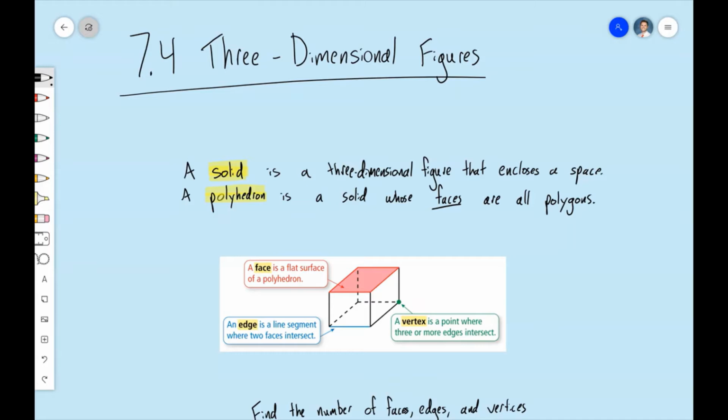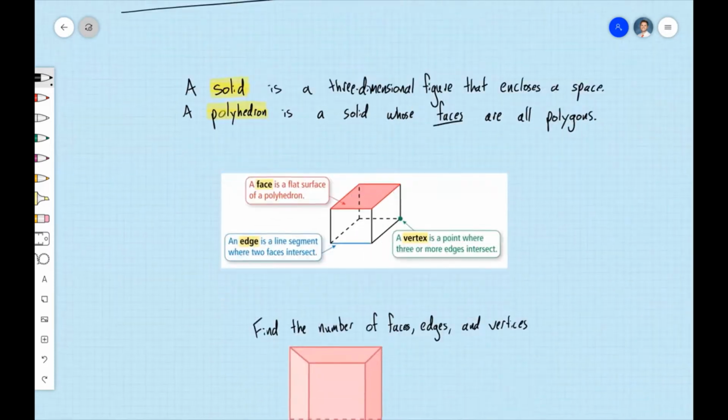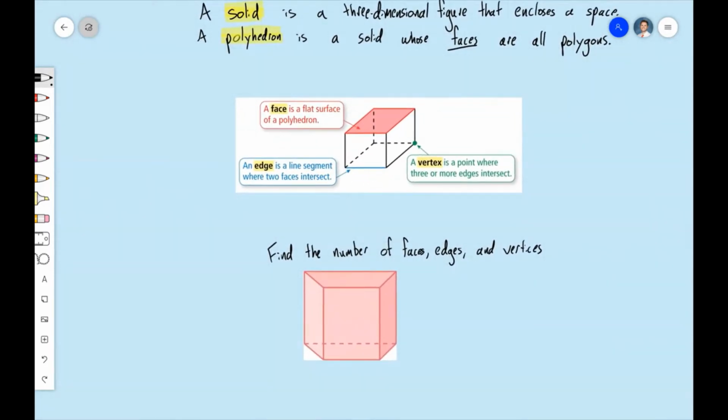So let's look at an example and see if we can identify the number of faces, edges, and vertices that this figure has. So first let's start looking at the faces. Remember, those are the flat surfaces. So we can see we've got one here. Sorry, let me highlight that for you. We've got one here. So that would be one.